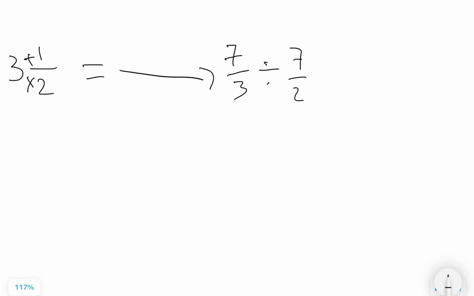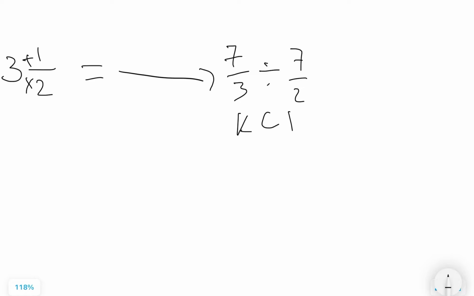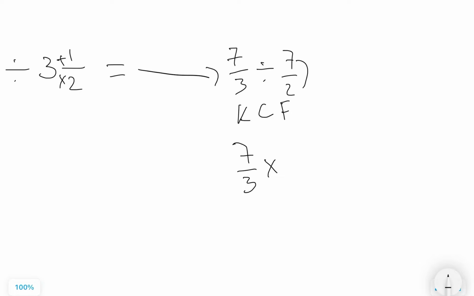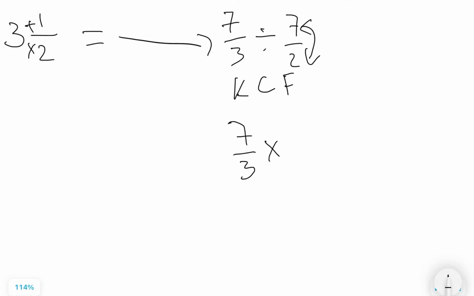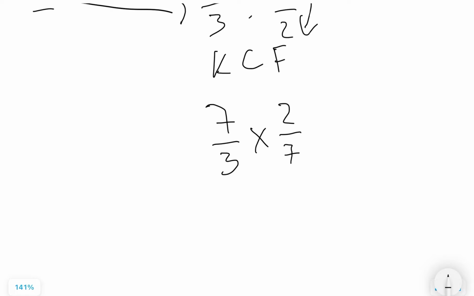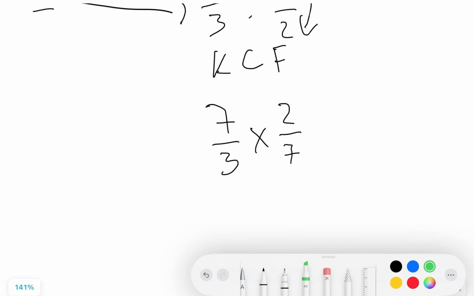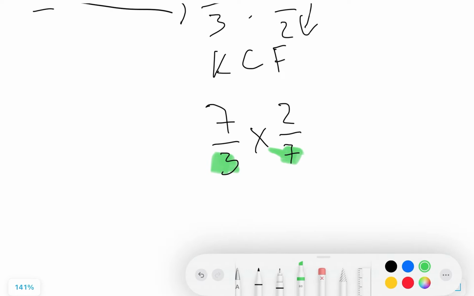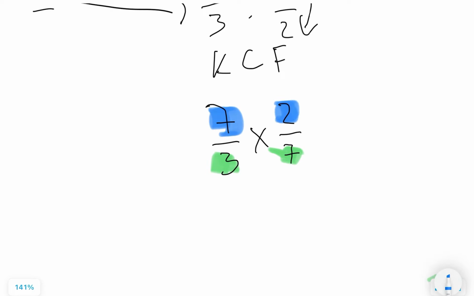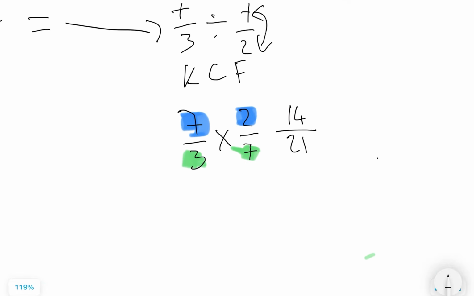So now that we've turned it into improper fractions, we can now use our KCF method. So the K stands for keep. So we keep the first number. The C stands for change. So we change the divide symbol into a times symbol. And the F is flip, we just flip the second fraction around. So it goes to 2 over 7. So now it just turns into a multiply: the bottom by the bottom and the top by the top. And that gives us 7 times 2, 14. 3 times 7, 21. So our answer is 14 over 21.